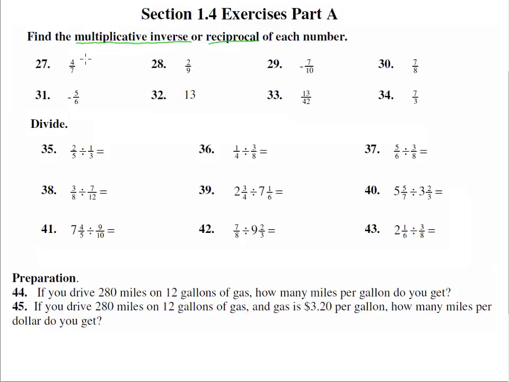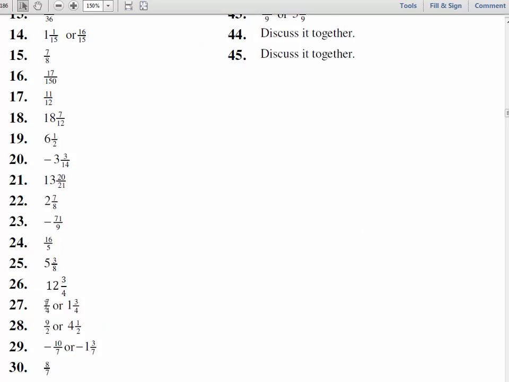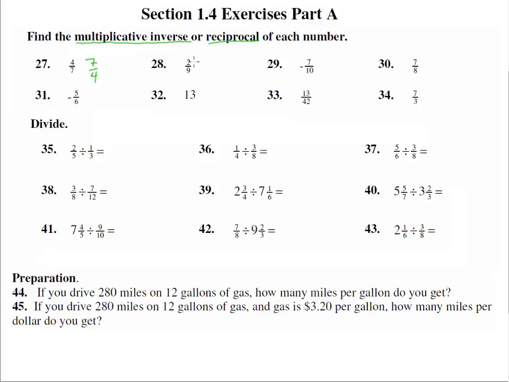So 4/7 would be 7 over 4. And you could write that as, say, 1 3/4 if you wanted to. Let's check our answer. And there we have 7/4, or if you want a mixed number, 1 3/4. Okay. Good. Number 28, 2/9.